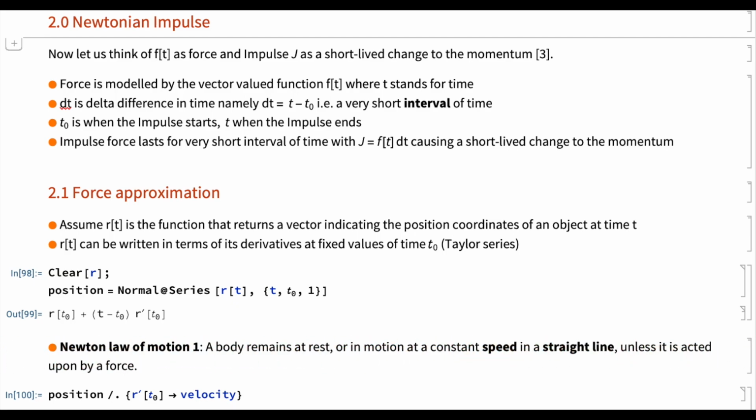Section 2.0, we deal with a concept called Newtonian impulse or impulse force, and it is basically nothing glorious other than a force that exerts itself on an object for a very short period of time. When you snap your finger, hit a drum, or twang the strings, for a short period of time you exert quite a bit of force.